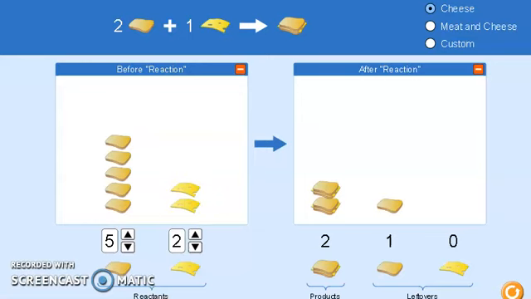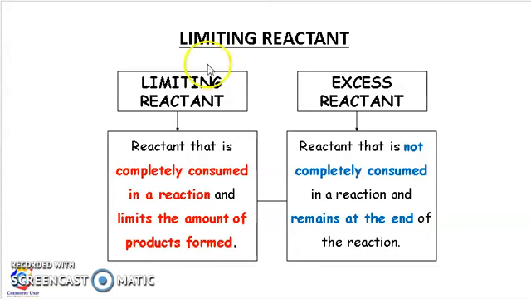Let's continue to define what is limiting reactant. Limiting reactant is completely consumed in a reaction and limits the amount of product formed, while excess reactant is not completely consumed in a reaction and remains at the end of the reaction.